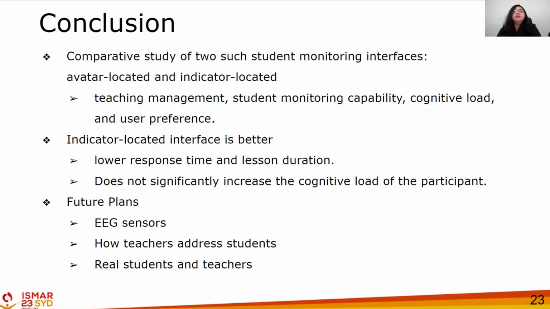In the future, it would be interesting to see if using other EEG sensor data can help us understand teachers' cognitive load better. Additionally, seeing how using the interfaces affects the way a teacher addresses and responds to a student when they're asking a question could be interesting. Furthermore, it will be interesting to see how the interface performs with real students.